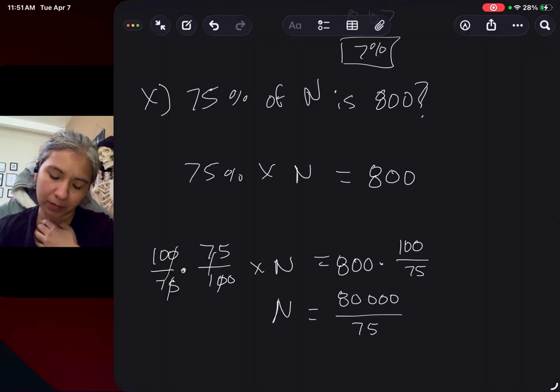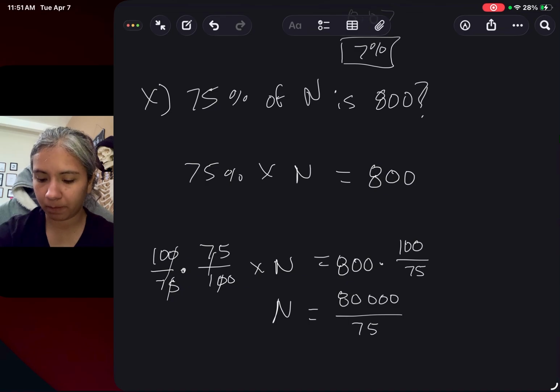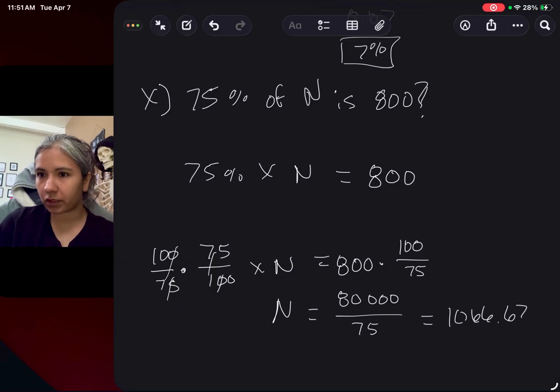So if you put this into a calculator, it's going to be 80,000 divided by 75, which is 1066.67, rounding. 0.67 is our number. So 75% of this number is 800.